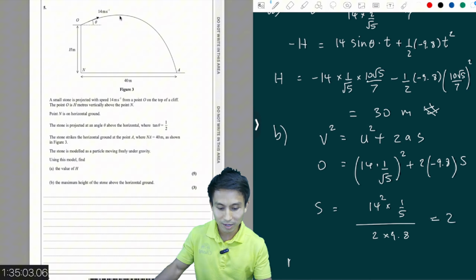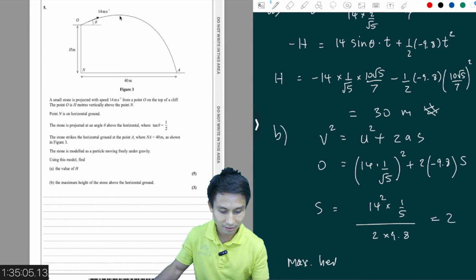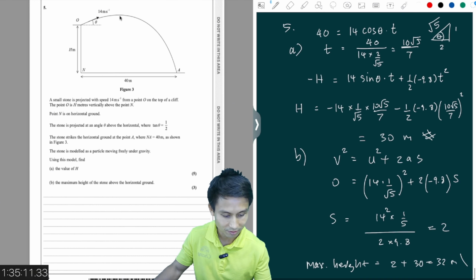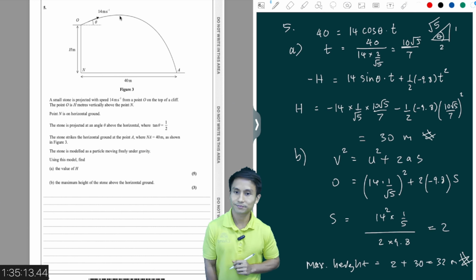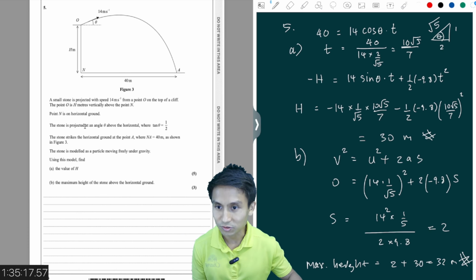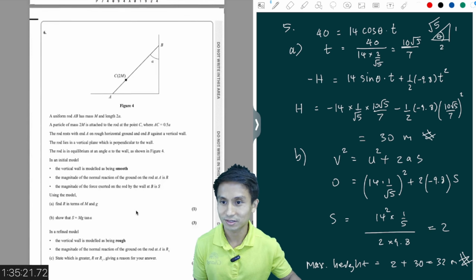So that means the maximum height would be 2 plus the H, which is 32 as the answer. We need to add the H to get the height above the horizontal ground. The horizontal ground is at N. Okay, that's done, good, easy.